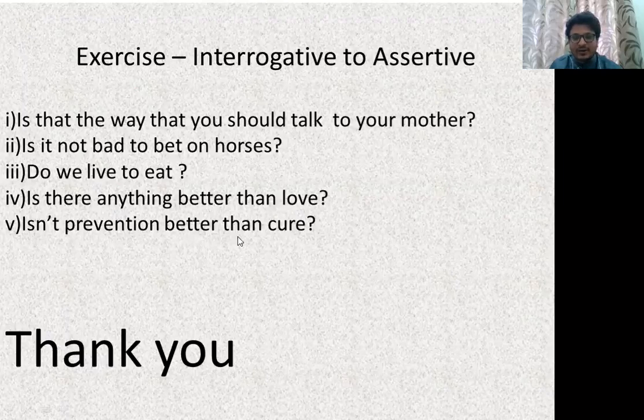Isn't prevention better than cure? Prevention is, remove the negative word. Prevention is better than cure.